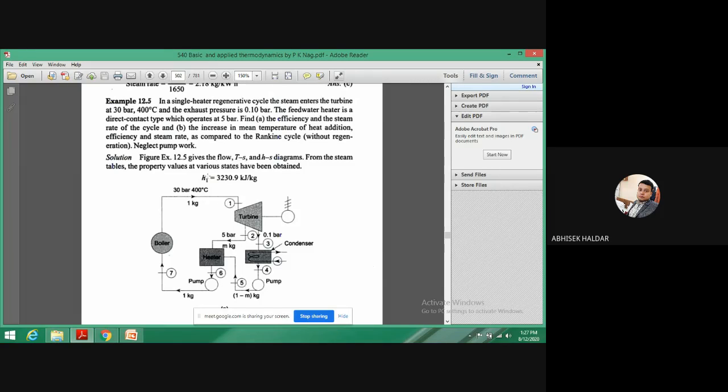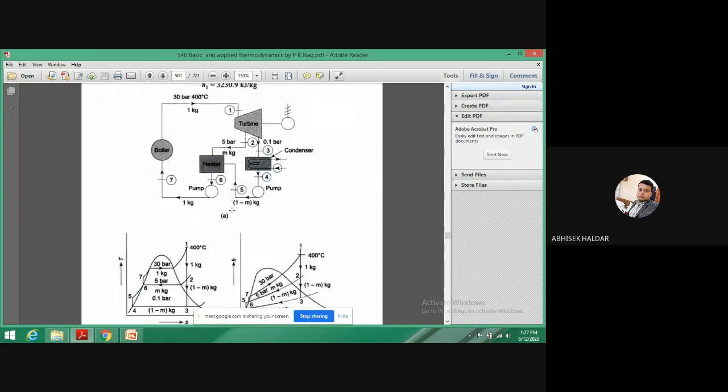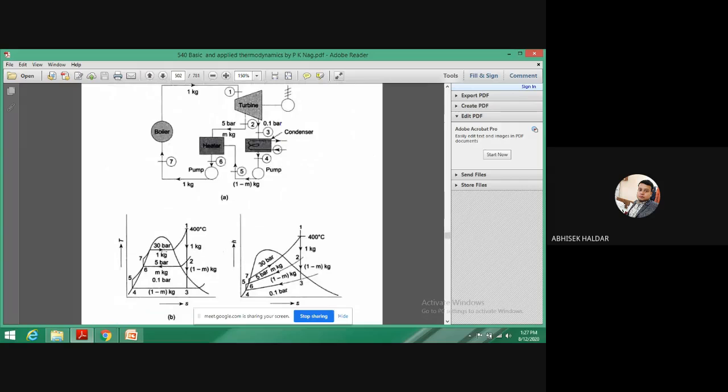Okay, this value H1 from the Mollier diagram: take the line of 30 bar pressure and take the temperature for 400 degrees Celsius, take the intersection point and you will get the value. Okay, so the TS diagram, obviously you have to draw the TS diagram. This is the TS diagram, if you can remember.